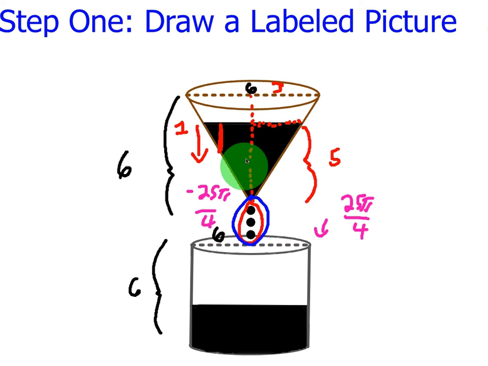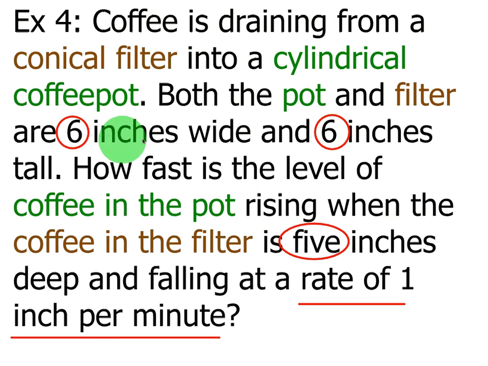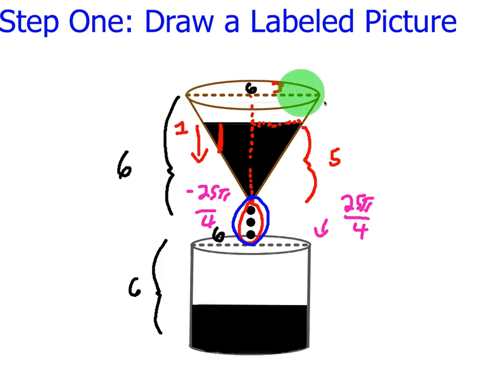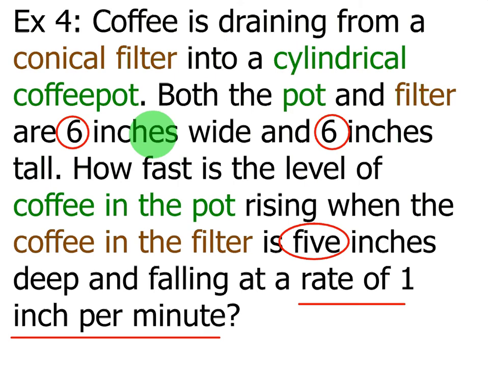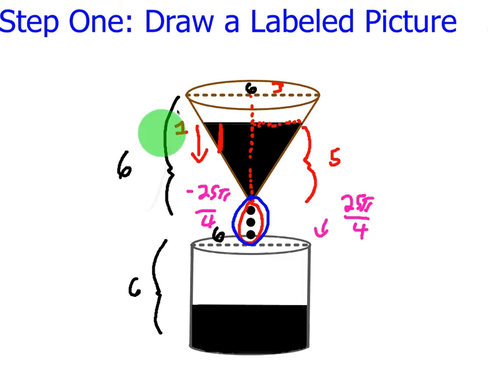So if you read the problem, it says they're both 6 inches wide. So the width of this conical filter is 6 inches, and so is the width of the coffee pot, which is a cylinder. Okay. And it says they're both 6 inches tall, so we can go ahead and label them both 6 inches tall.